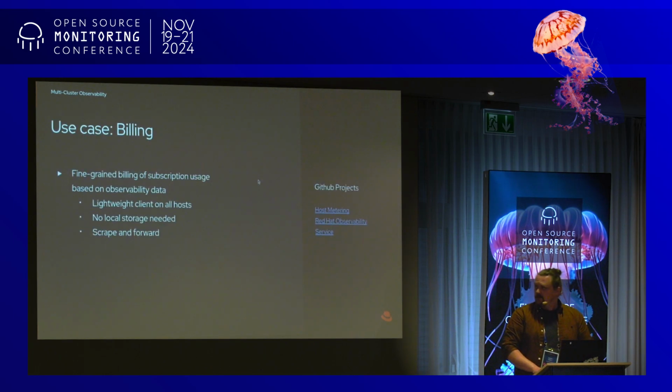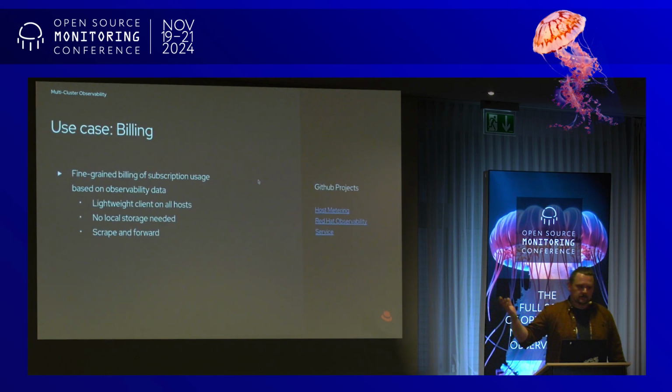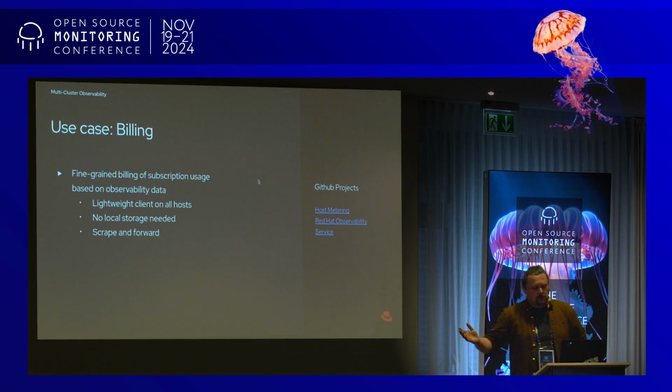Right, next use case, billing. This is also interesting, I think. Also based on data which goes to our central Red Hat observability service. We use that, for example, for RHEL on hyperscalers. So if you go to AWS and provision a RHEL instance through the marketplace, you'll be billed on a fine-grained level for your usage of the subscription.